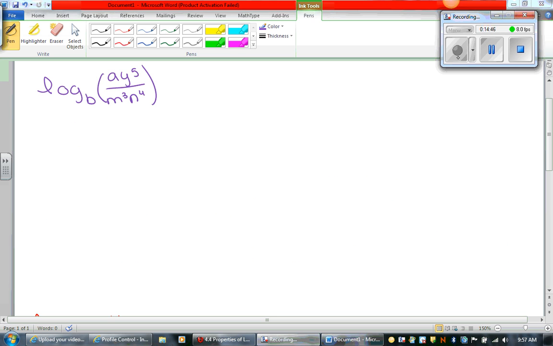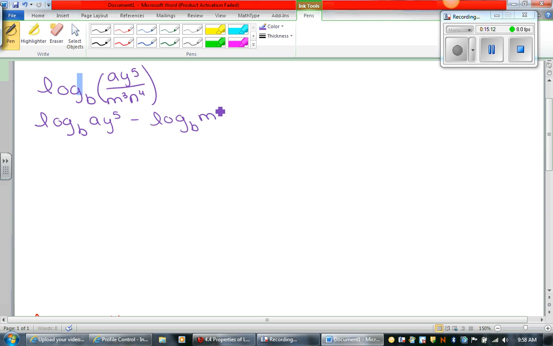Okay, so we're going to go ahead and expand, and hopefully this time we won't lose our base. So first thing we're going to deal with is that division. So as we know, when we're expanding, division is going to change to subtraction. So our first step is to expand that piece out. Log base b of a y to the 5th minus log base b of m cubed n to the 4th. Okay, so division turned into subtraction.